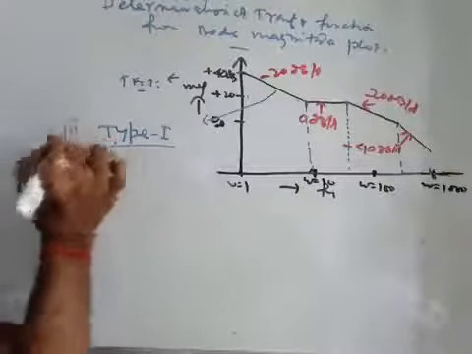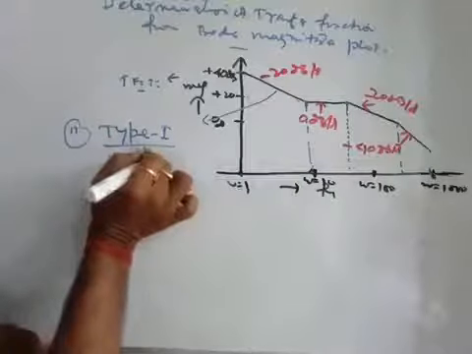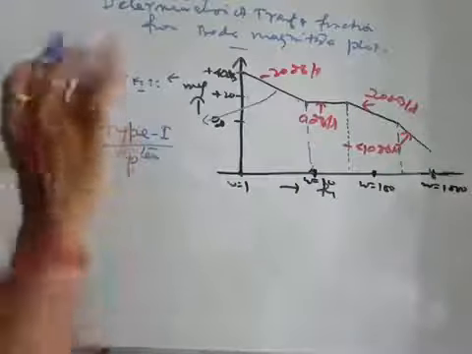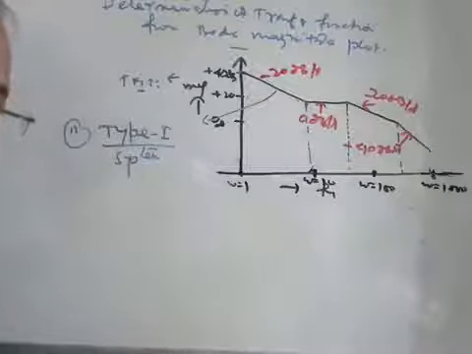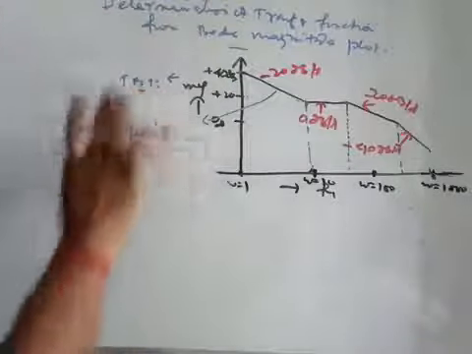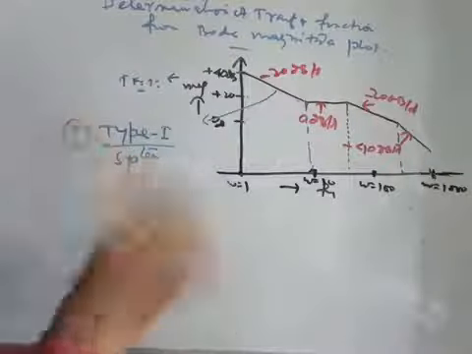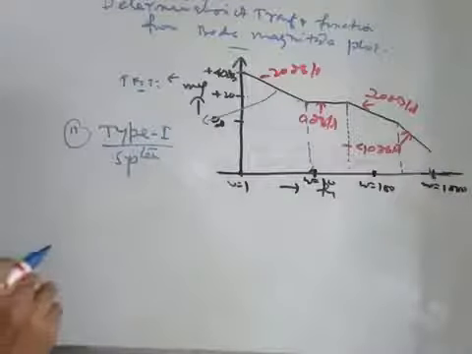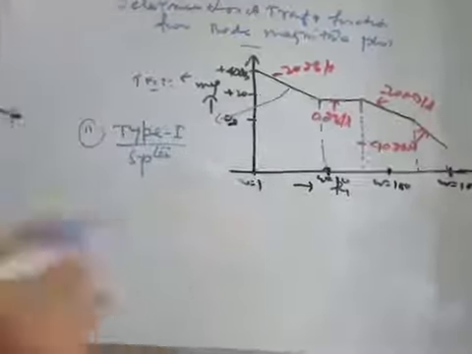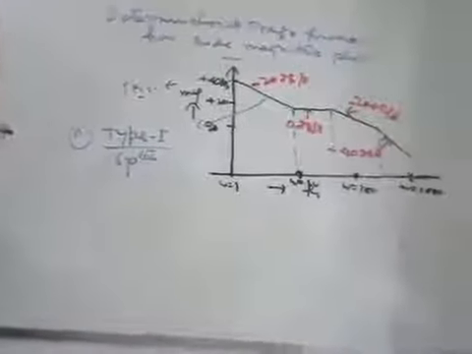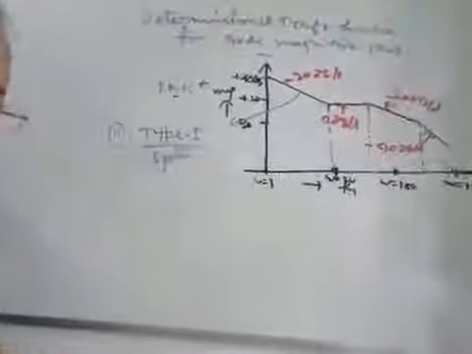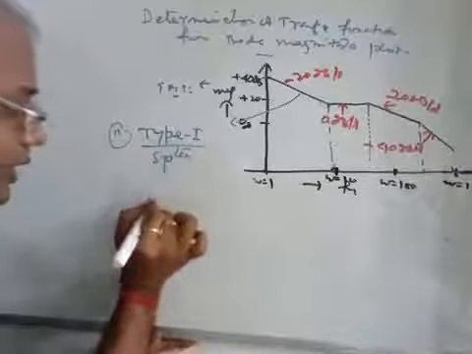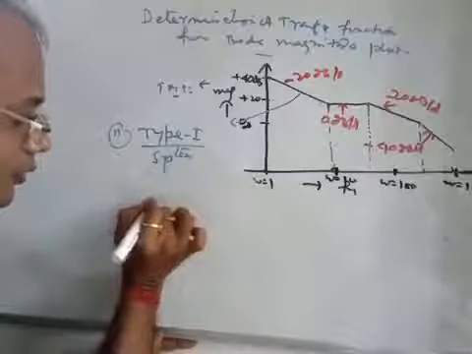Observation number 2: first of all, you have to find out the number of corner frequencies, and next the time constants. Once you get these two ideas, definitely the major part of the game is over. For that, we will make a table. How can you make the table? The table means frequency.